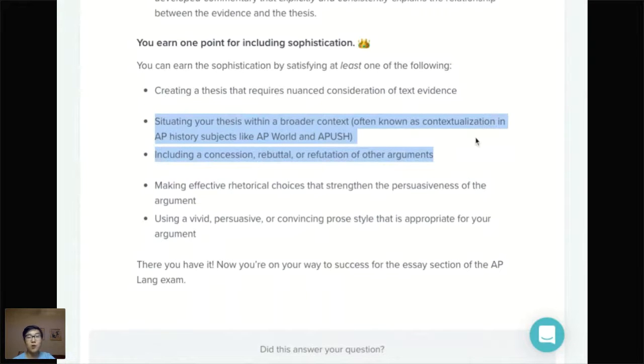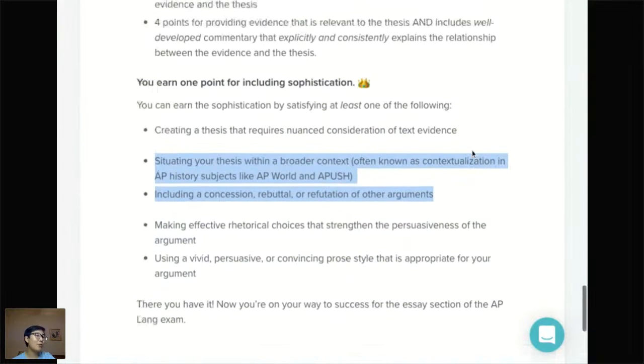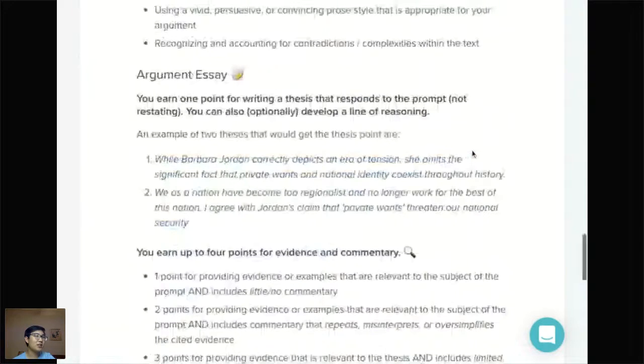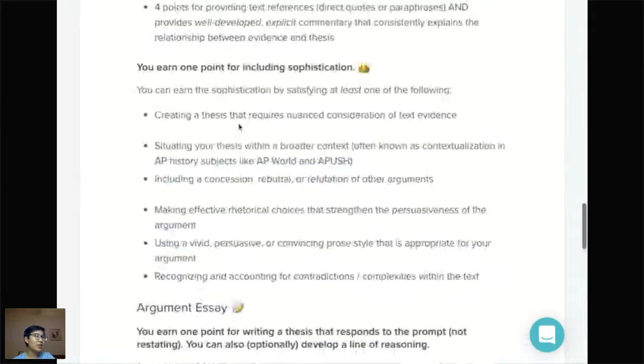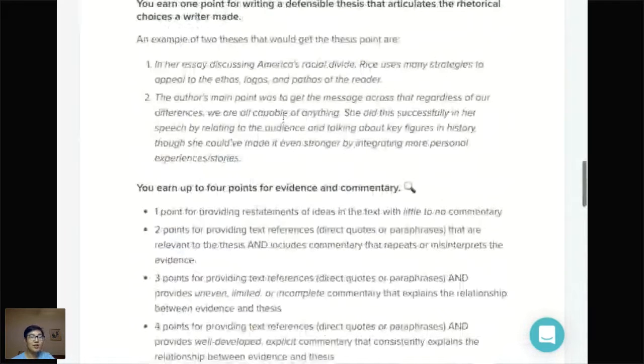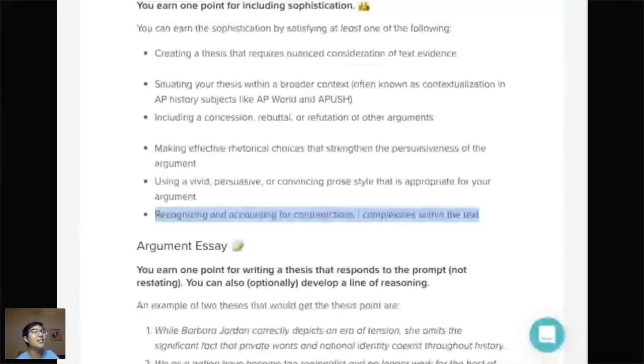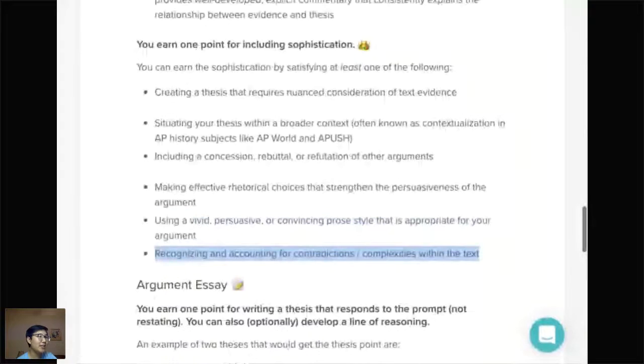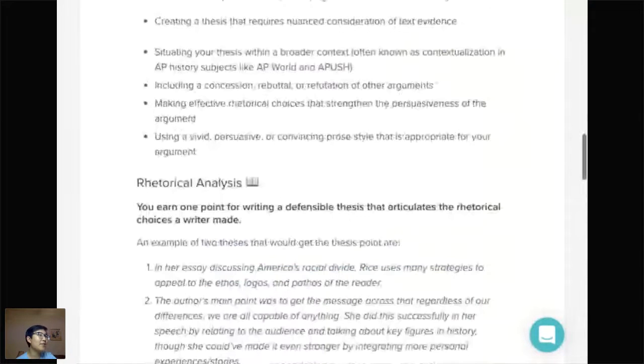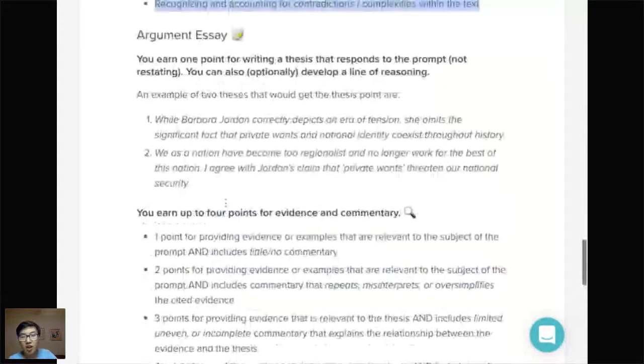And by the way, if you scroll up on the article, there are different ways to get sophistication in different subjects. For instance, in rhetorical analysis, you can get sophistication by recognizing and accounting for contradictions or complexities within the text. And in synthesis, I think they have the same points as argument. I hope that makes sense.